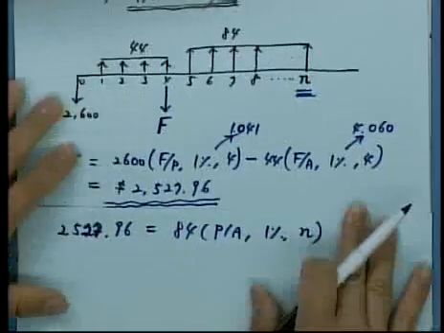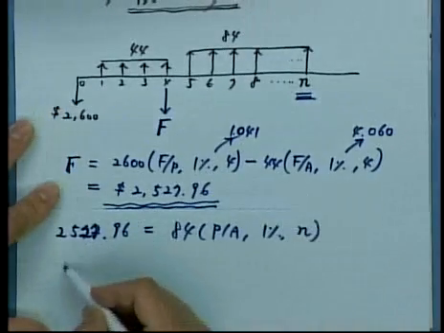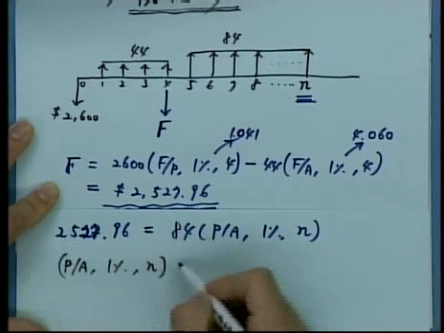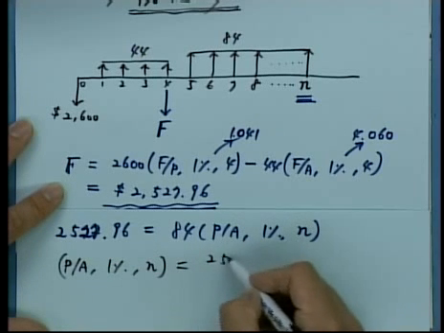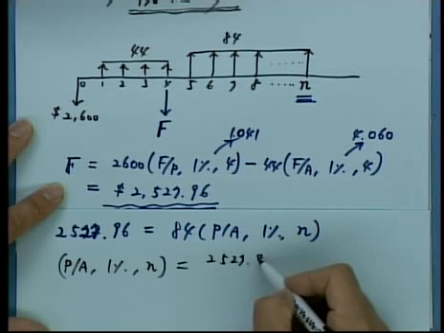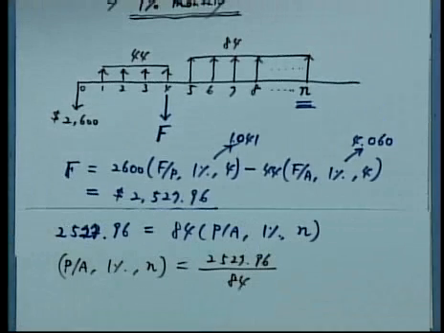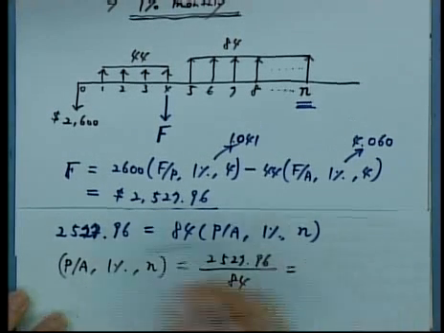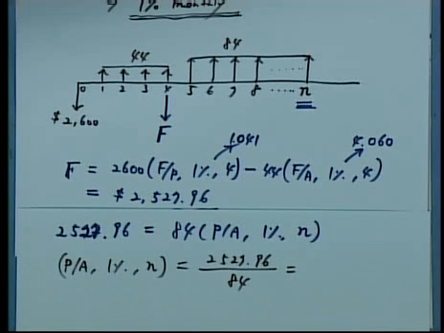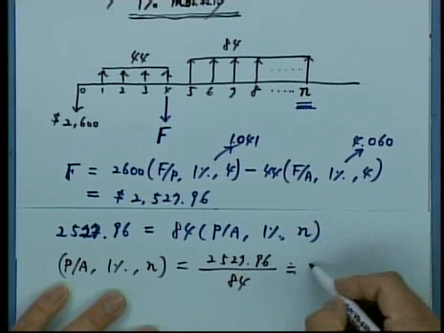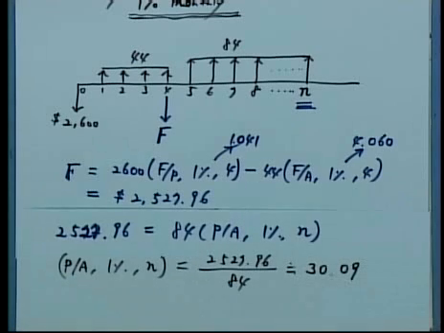So here P given A 1% over N periods is equal to 2,527.96 over 84. What is this value? That is almost 30.09. Okay?